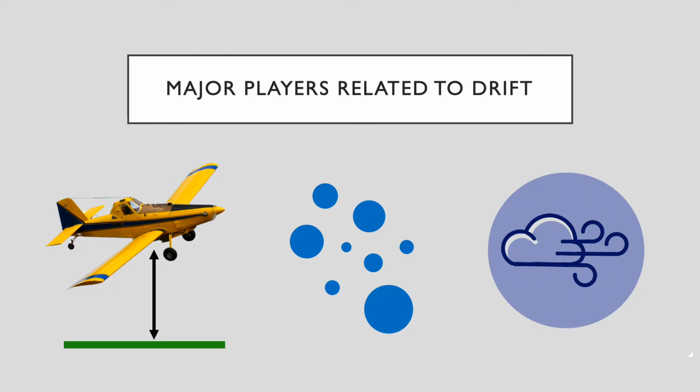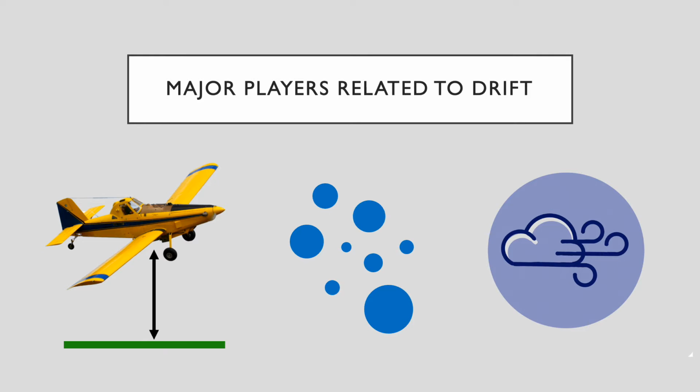Decades of research have shown that while there are many factors that play a role in determining how much drift occurs, there are really three major players that sort of rise to the top: application or release height of the spray, the droplet size being applied, and the wind speed present at the time of application. Again, these should be fairly obvious.